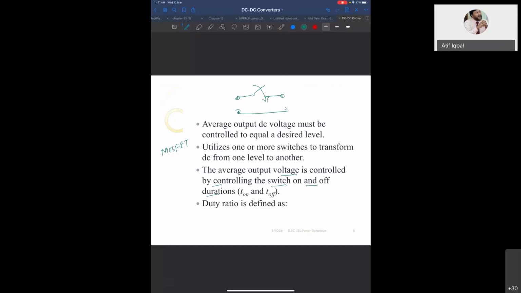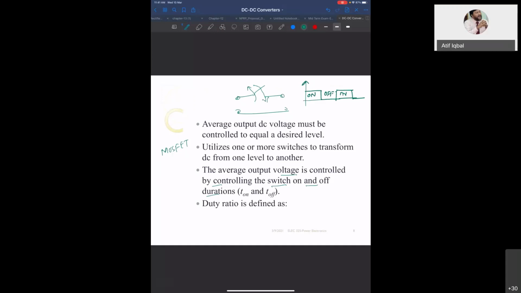This switch is on for some time and then off for some time. Now, suppose this is the on time, and then this is the off time, then this is on time, and this is off. So this is, suppose, the switching signal that is coming to the switch.